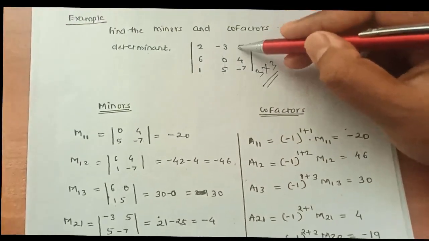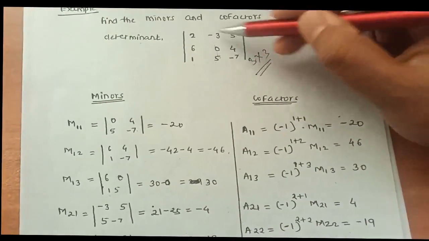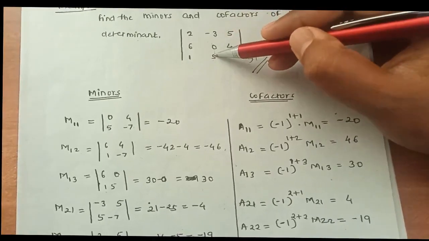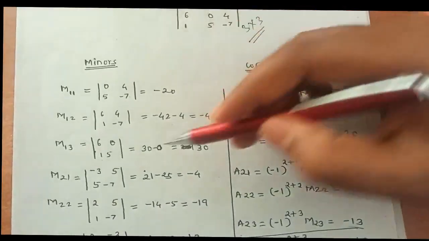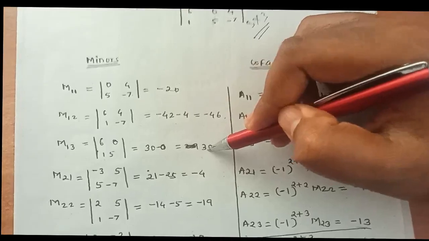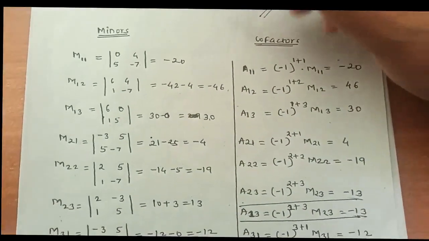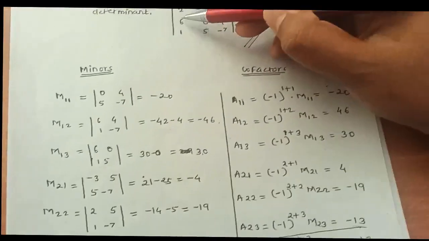Similarly, I have to find the minor of 5. So leave this column, leave this row, you get 6 into 5 is 30, minus 1 into 0 is 0. So 30 minus 0 is 30. Next, suppose I have to find the minor of 6.